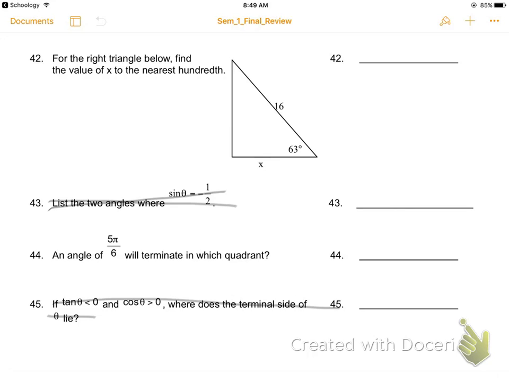Okay, number 42. For the right triangle below, find the value of x to the nearest hundredth. So identify your right angle and the angle you're working with, and label from here. Across from the angle that you're working with is your opposite. Across from your right angle is your hypotenuse, and what's left is your adjacent. Don't skip this step. A lot of people do, and that's where they mess up.